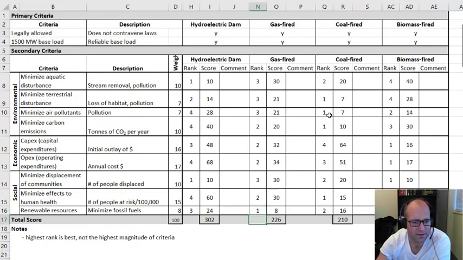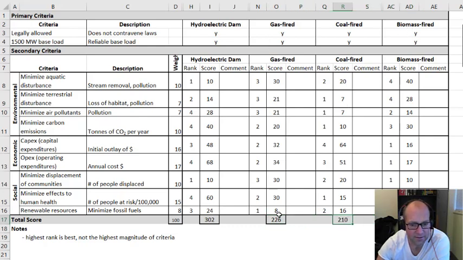Now what you can see, you may have been following along, maybe not, is that each of these options has a total score, which is just the sum of each individual column. And what we can see is that hydroelectric, in this case, is the highest score. So the other three options are actually pretty close. We can see that coal is the lowest.